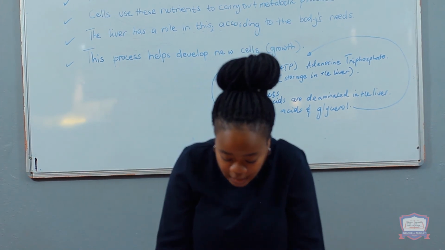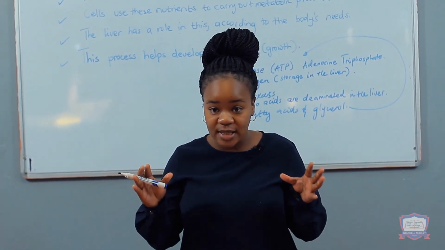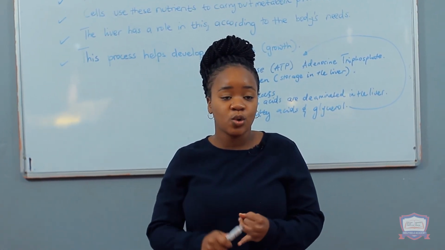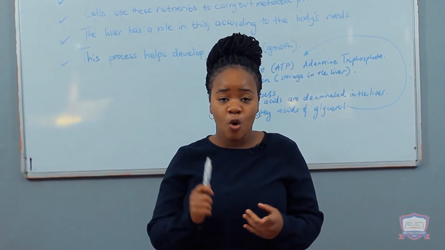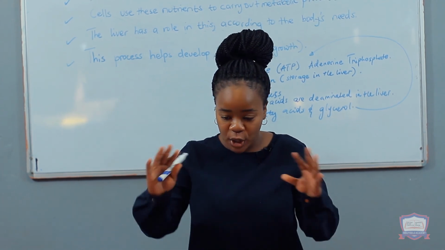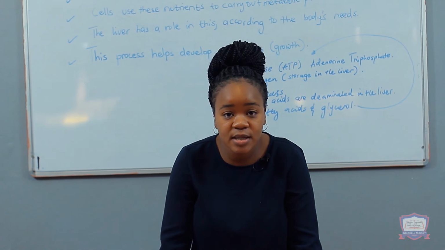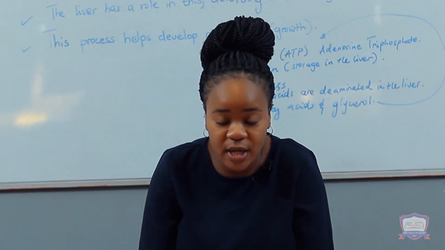So basically, we are saying how the body uses all of these nutrients we've spoken about, whether it's glucose, amino acids, fatty acids and glycerol, or vitamins and mineral salts, is a process we call assimilation. This is where I'll end the lesson for today.